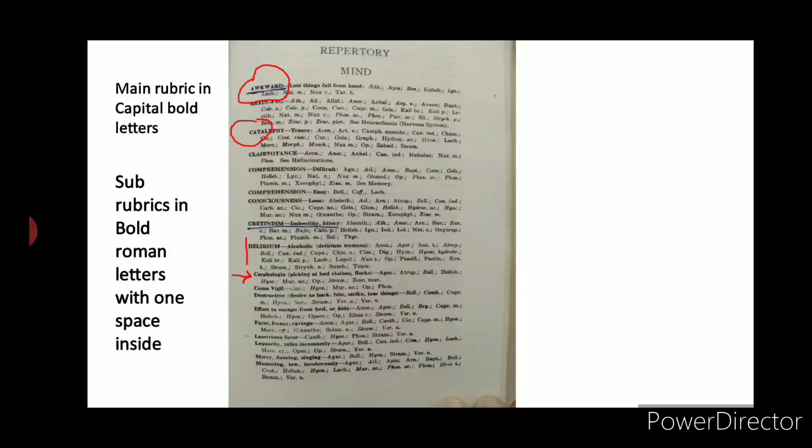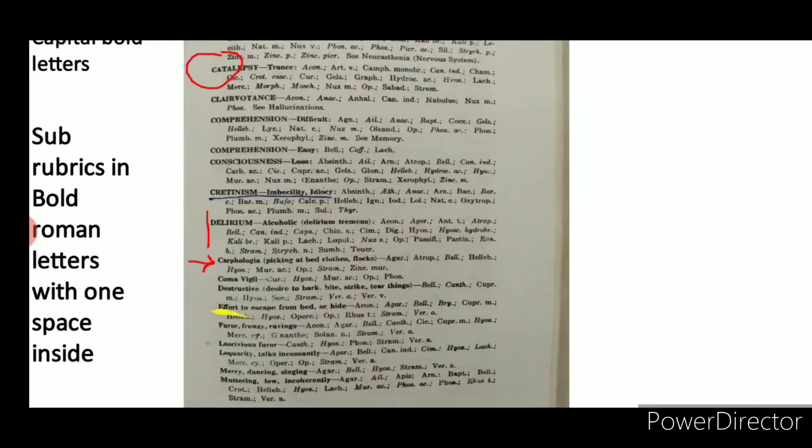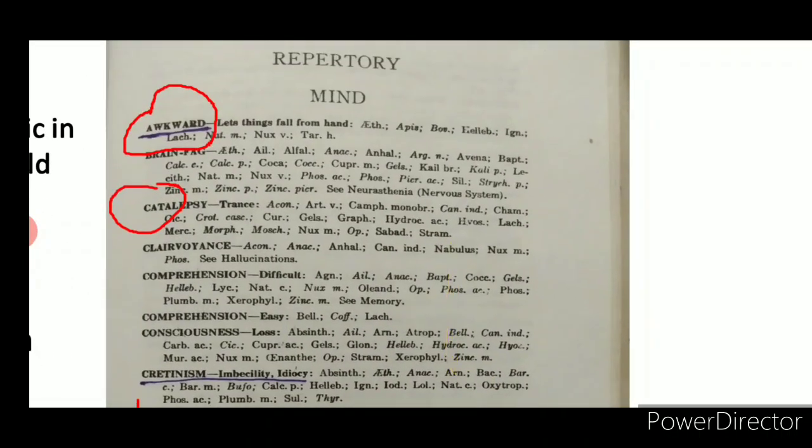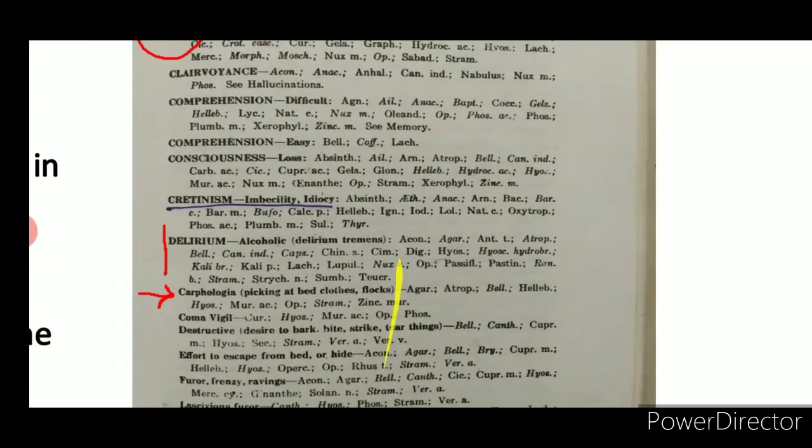The main rubrics are given in capital bold letters, and subrubrics are given in bold Roman letters with one space inside below the main rubric. Here you can see in the picture there is awkward, brain fag, catalepsy. Those are all written in capital bold letters, and those are all main rubrics. The main rubrics are given in alphabetical order.